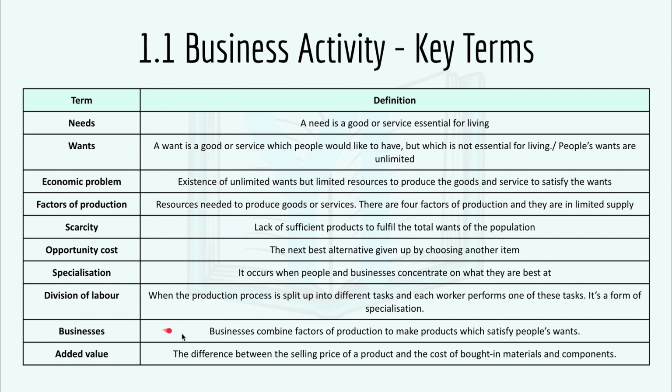And businesses combine factors of production to make products which satisfy people's wants. And lastly, added value is the difference between the selling price of a product and the cost of bought-in materials and components.